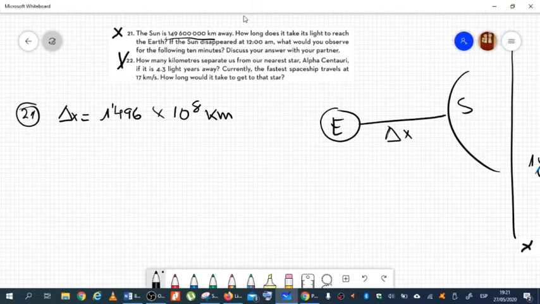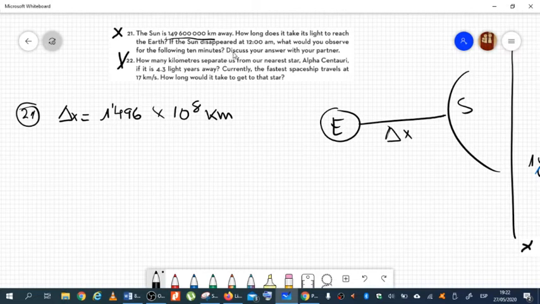Okay, we were speaking about this exercise. So this is the distance covered by light, traveled by light from the sun to the earth. The sun disappeared at 12 a.m. Imagine. What would you observe for the following 10 minutes?